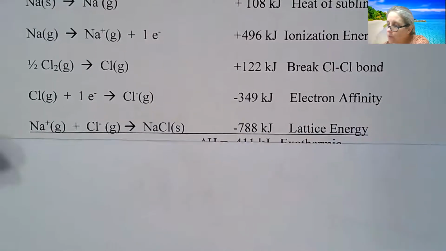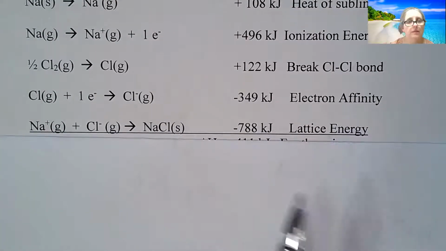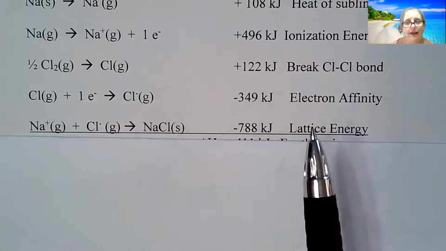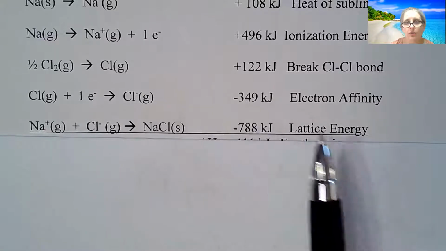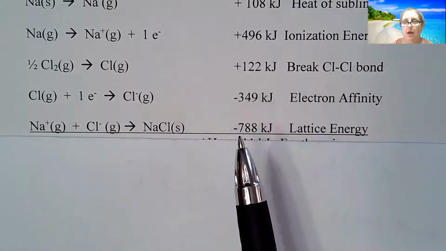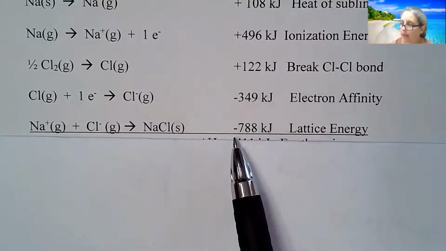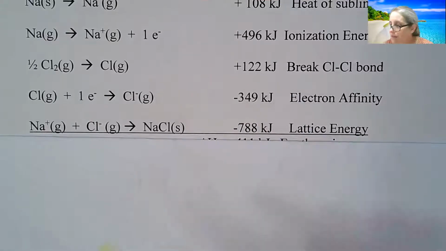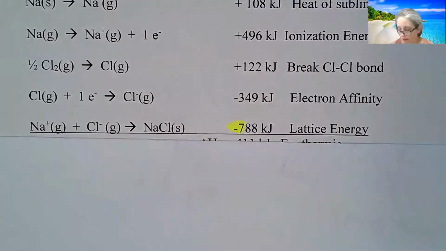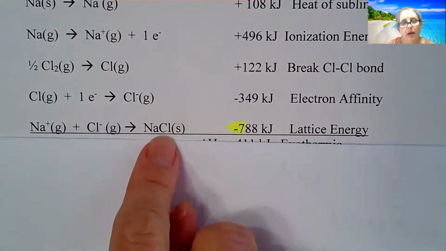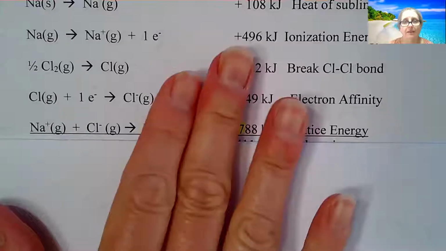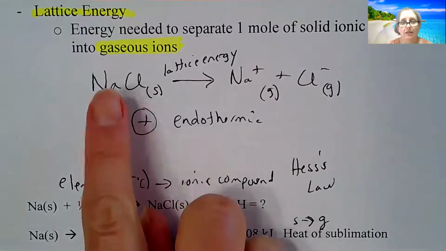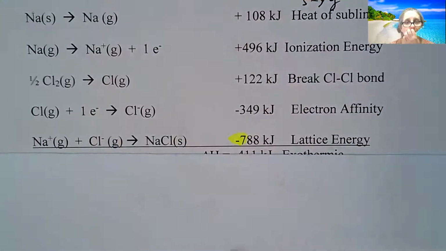So then we have one last thing that we could put in this equation, and that is the lattice energy of sodium chloride. There's a table of these that you can look up. But the reason this one is negative is because we are talking about the ions making the solid, not the other way around. The definition is the solid going to the ions. So just keep that in mind. That is why it is a negative.